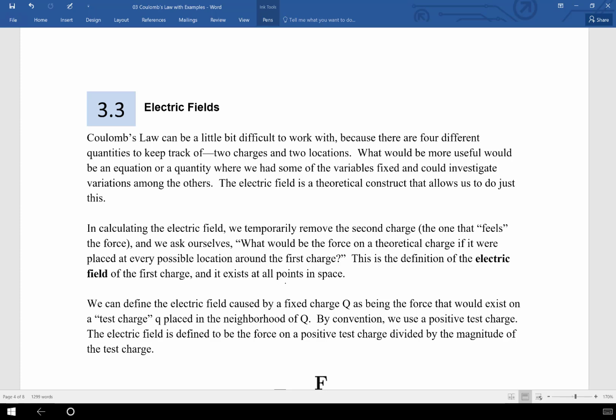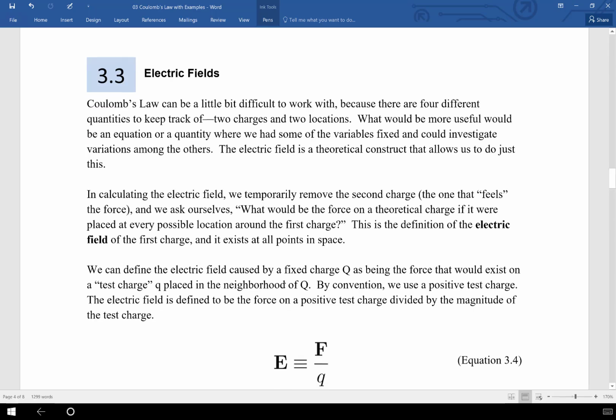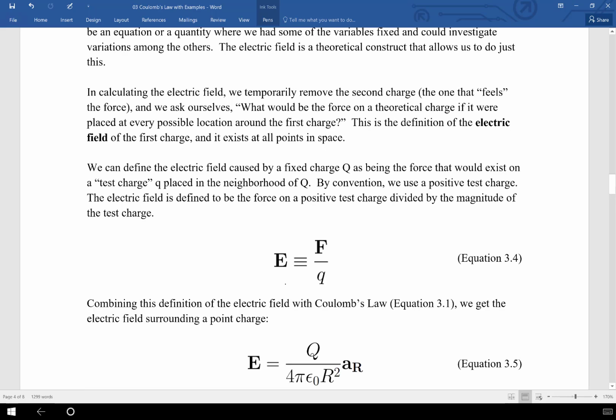What we do is we temporarily remove the second charge, the one that feels the force, and we ask ourselves, what would be the force on a theoretical charge if it were placed at every possible location around the first charge? So again, we have the fixed charge. We're going to put it in space and it's going to stay there no matter what. And then we're going to look around that charge and imagine, what if I put a 1 coulomb charge here? What if I put a 1 coulomb charge here? How much force would be at each of those points? And that's what the electric field does for us. Now, I mentioned that we were going to use a 1 coulomb charge.